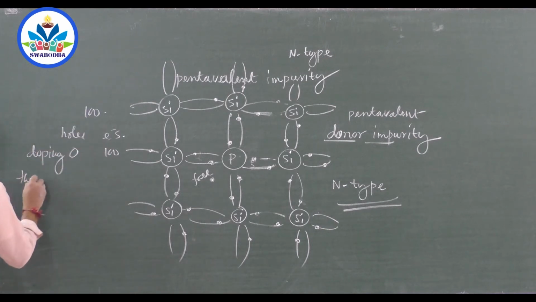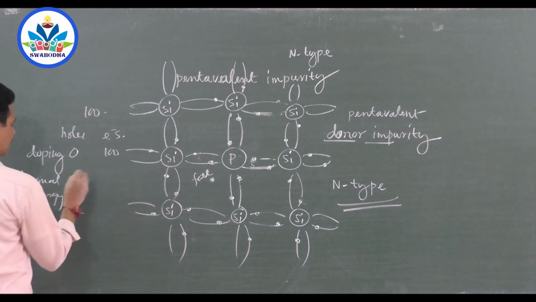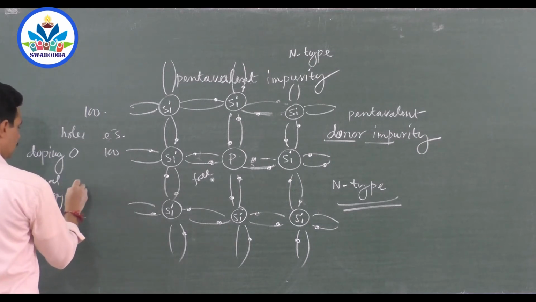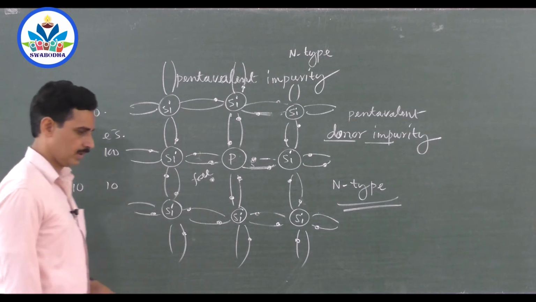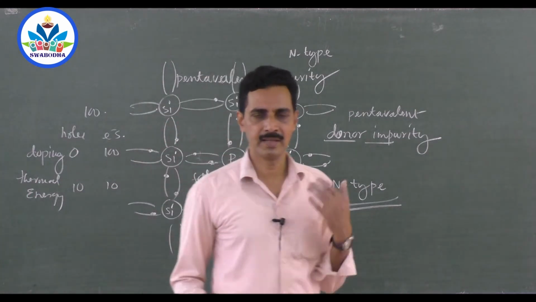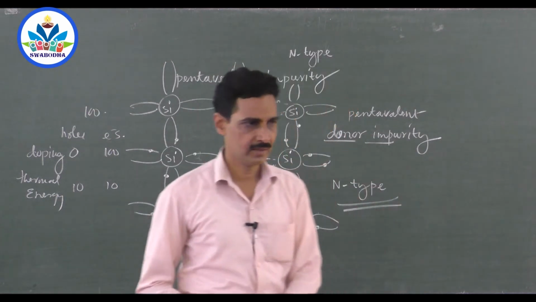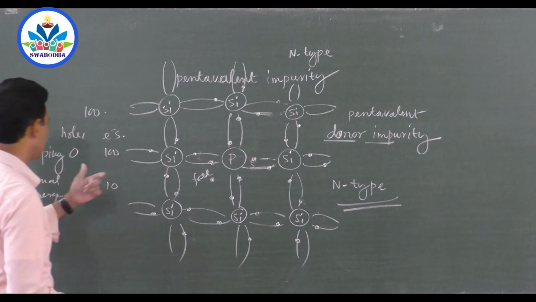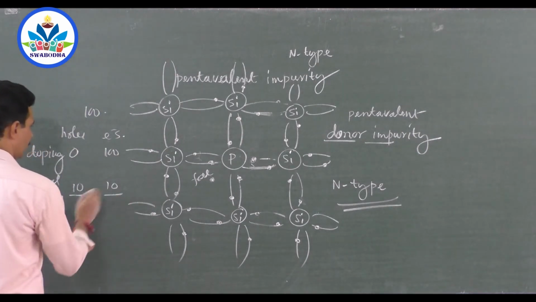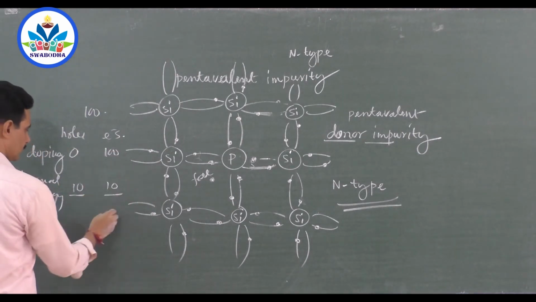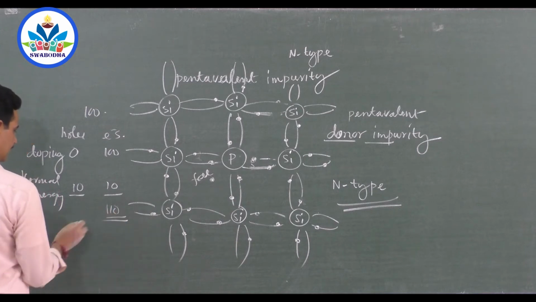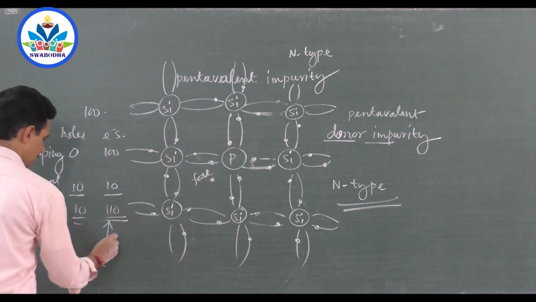Because of thermal energy, thermal excitation, say 10 holes and 10 electrons are produced. Because of the supply of heat energy, electrons have absorbed it and gone to the conduction band, which means the same number of holes are created in the valence band. So 10 and 10, what is the total number? Now totally there are 110 electrons and 10 holes. So they are called majority carriers.